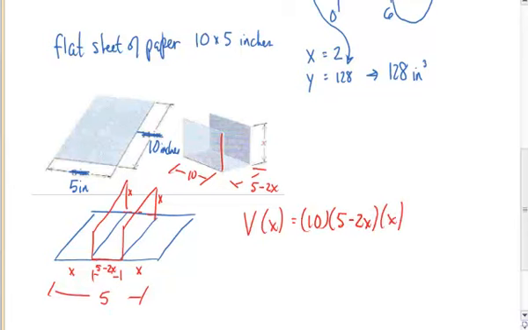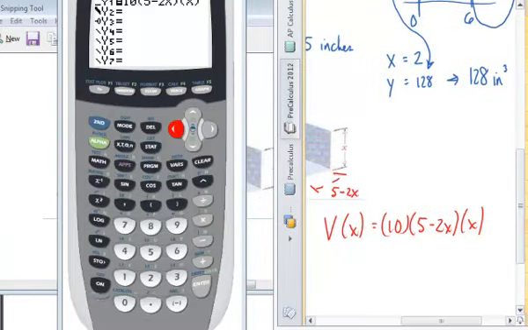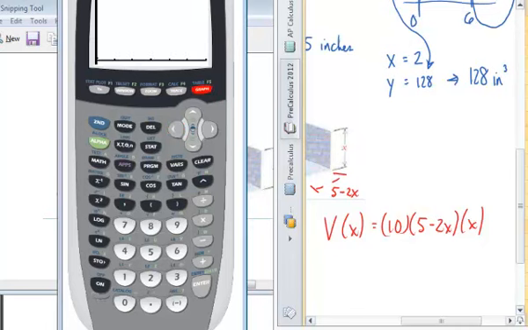So now I'm just going to get the calculator back, and I'll have that function entered, and we'll analyze how to find its maximum volume. Well, now we have our new equation in. It's 10 times 5 minus 2x times x, and we're now trying to find its maximum volume. So let's again go to the graph. Now this is a graph that we had before with the same window, and as you can see, the volume is much smaller because it only takes up a certain portion of the graph.